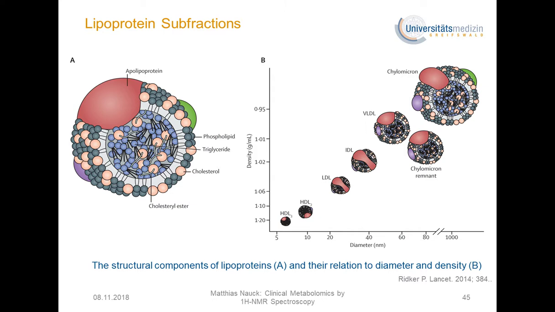Here you see the lipoprotein composition like a tennis ball, and in the core there are the cholesterol esters and triglycerides, and on the surface there are apolipoproteins, phospholipids, and the unesterified or free cholesterol. And on the right-hand side, you will see that the size of these lipoproteins is quite different.